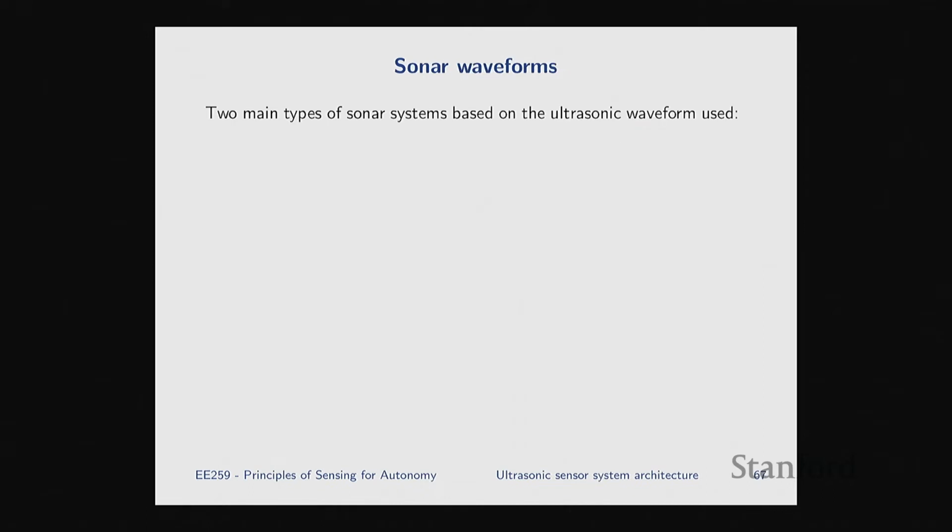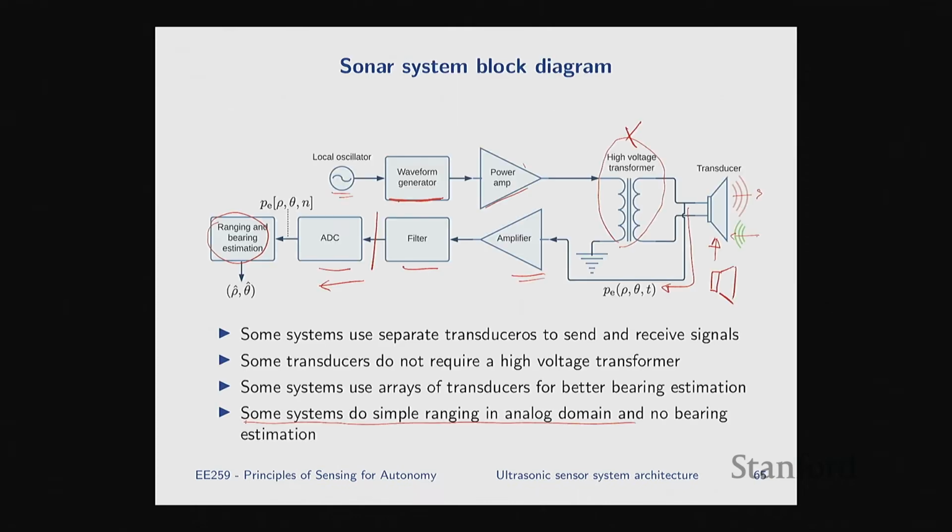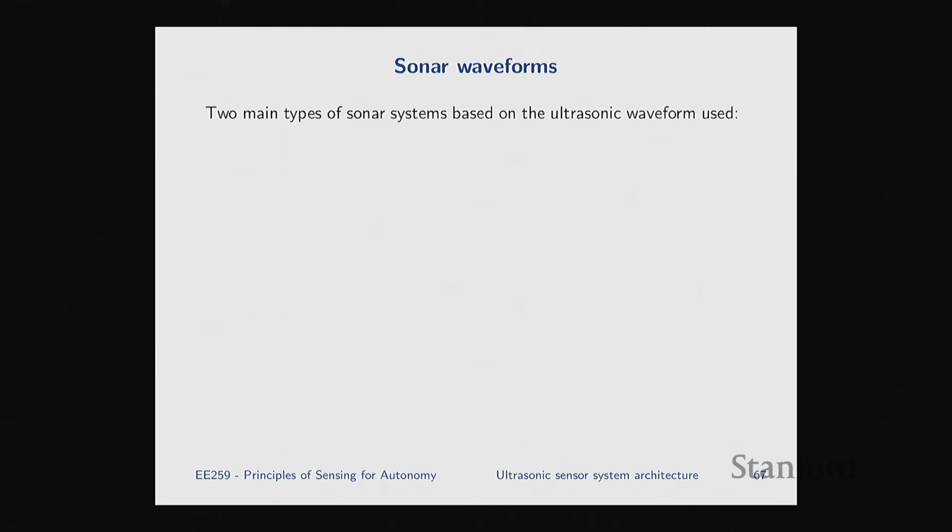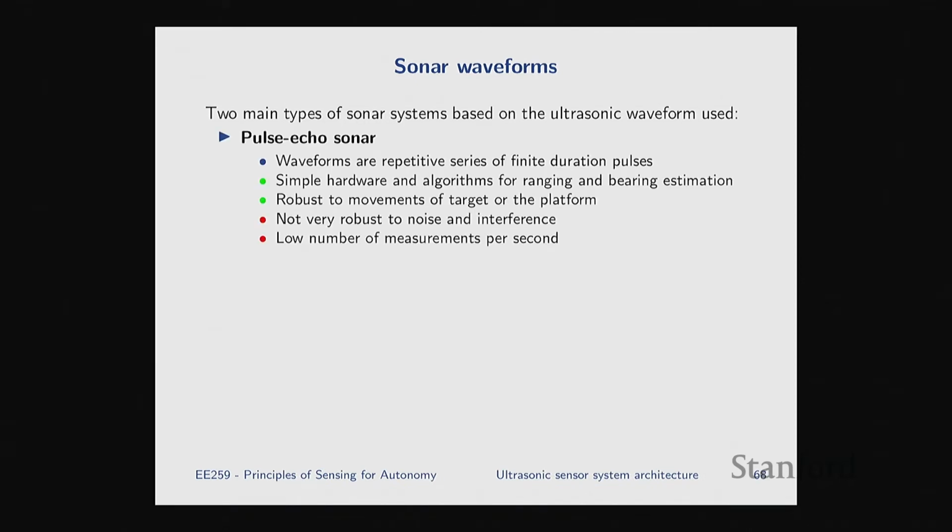Okay. So one thing we haven't talked about yet is, if I go back here, there's this waveform generator here. But what are these waveforms that are used for sonar sensing? So there are 2 main categories of waveforms that are used in sonar. First category is short pulses.